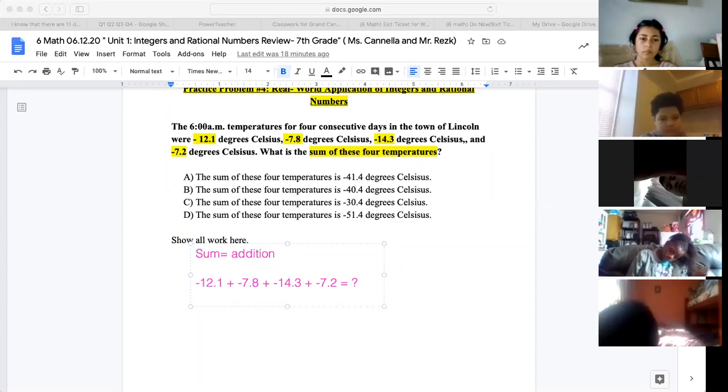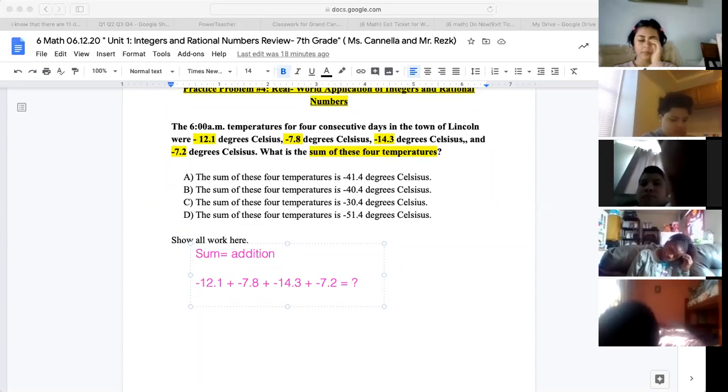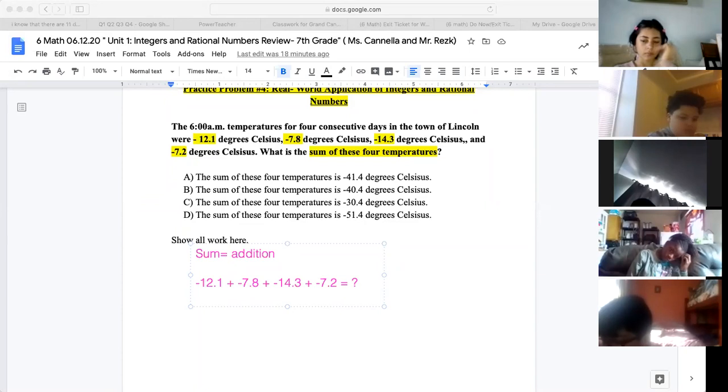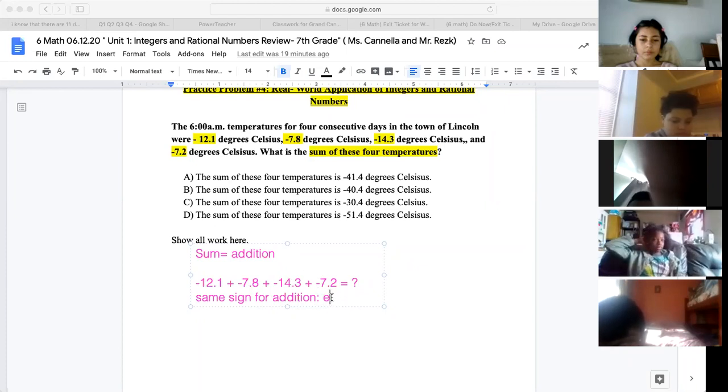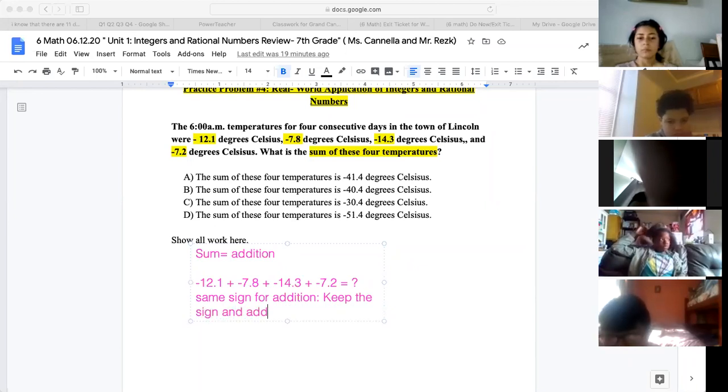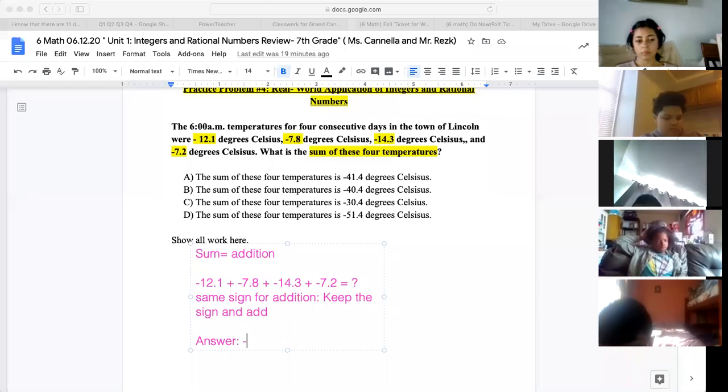Now, what we need to know is that when the signs are the same, it's negative. When we are adding and the signs are the same, we add. So we're going to say same signs for addition means you keep the sign and add. So we know that the answer is going to be negative. What is 12.1 plus 7.8 plus 14.3 plus 7.2 equivalent to?